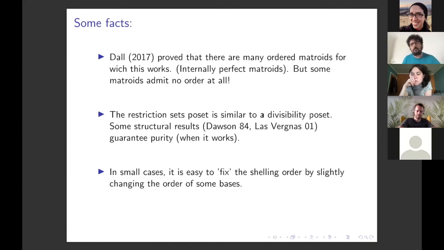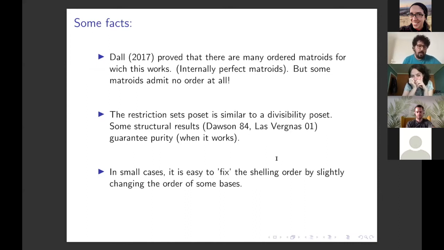of this poset are very similar to a divisibility poset, and this is very related to what Federico asked a few minutes ago. There are structural results on what you get when you shell with these lexicographic orders. For example, there are results by Dawson showing that this is a greedoid, and this was recently generalized by Brian Gillespie, not for bases but for a more general poset. And then there are a few results by Las Vergnas that are quite beautiful and tell us that this thing is highly structured.